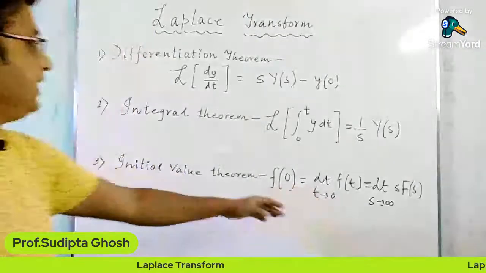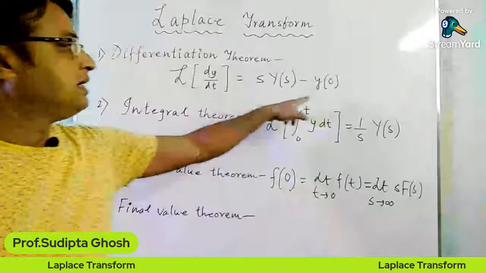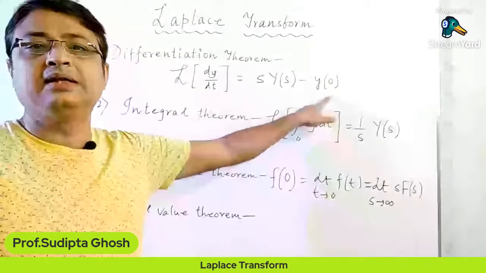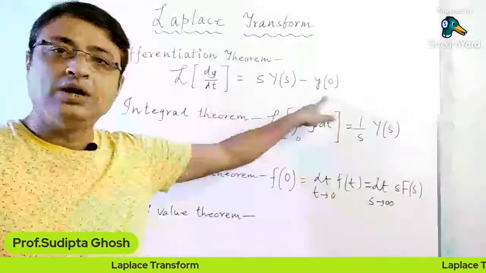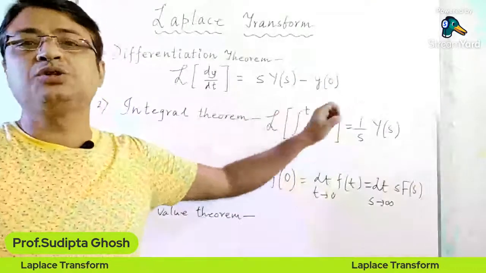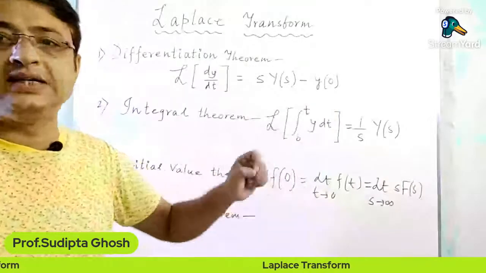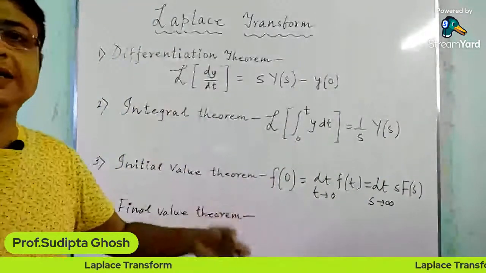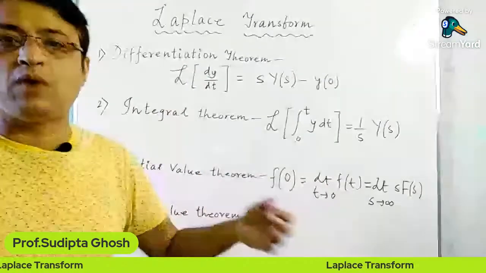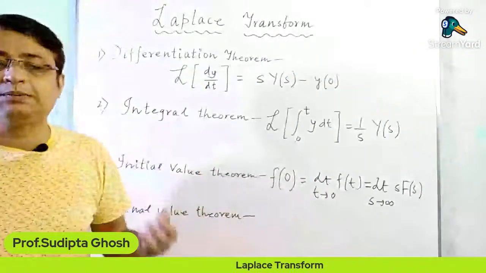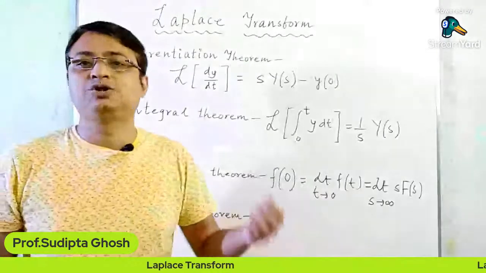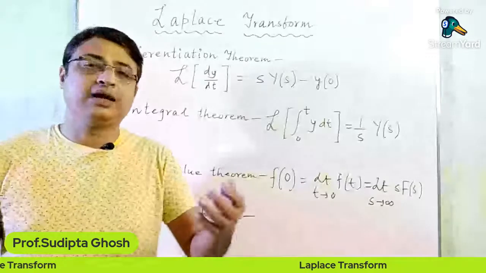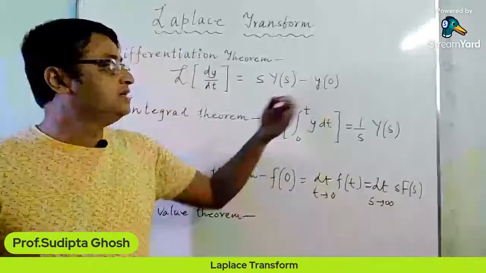As you can see in the differentiation theorem, the second component on the right hand side is y(0), and this y(0) is also the initial value of y(t). How can you find the value of y(0)? Just by substituting time t tends to 0 in f(t) or y(t), and thus you can get the value of y(0) here.